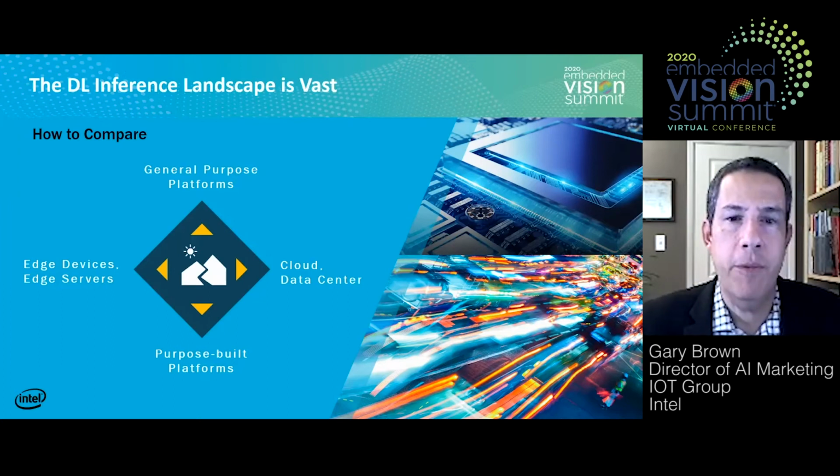And then on the left and right side, we see edge devices, edge servers. We also see the cloud and the data center. And along this axis, you have very vastly different requirements. So you really have to look at the landscape in order to understand really how to better compare silicon platforms for deep neural network inference. And for the purposes of this talk, we're going to focus on the edge devices and edge servers.